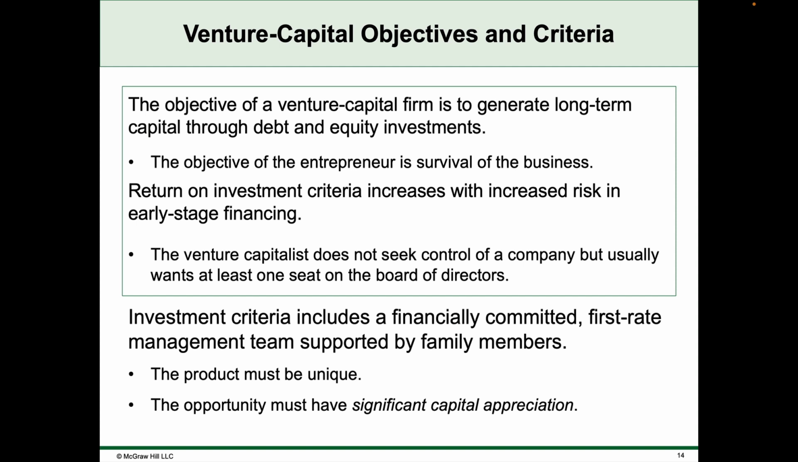The second criterion is that the product must be unique, and the final criterion is that the business opportunity must have significant capital appreciation. The process of implementing these criteria involves the venture capitalist's intuition, their gut feeling, plus the systemic approach and data gathering techniques, science. So it's a mix of art and science that leads them to their ultimate decision as to whether to invest or not.